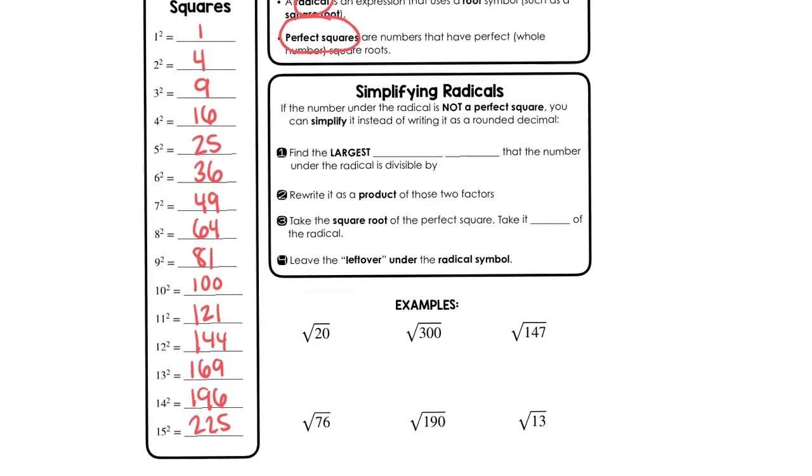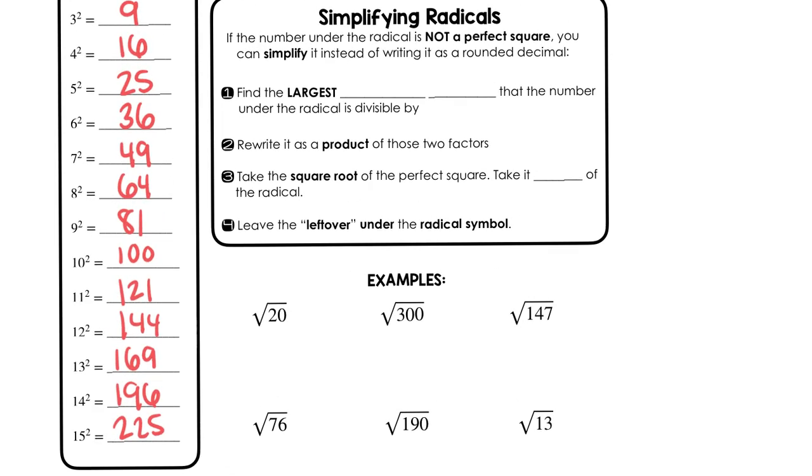So in order to simplify radicals, again, you definitely did this last year, you want to not just type the expression in your calculator. That is not the goal. For example, to simplify square root 20, we're not just typing square root 20 and writing the decimal. We're trying to break down the number under the root so it's as small as possible. So we want to find the largest perfect square that the number under the radical is divisible by.